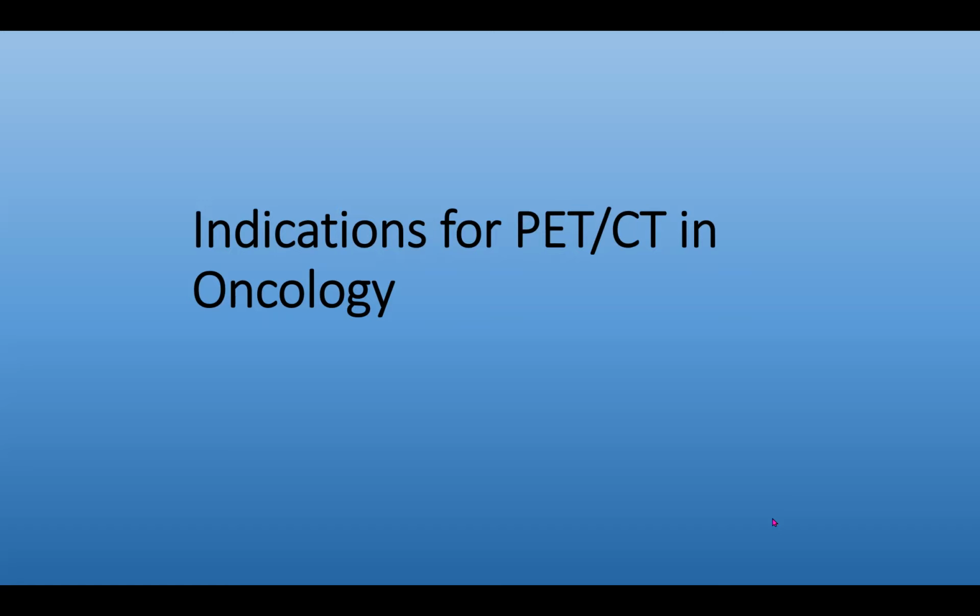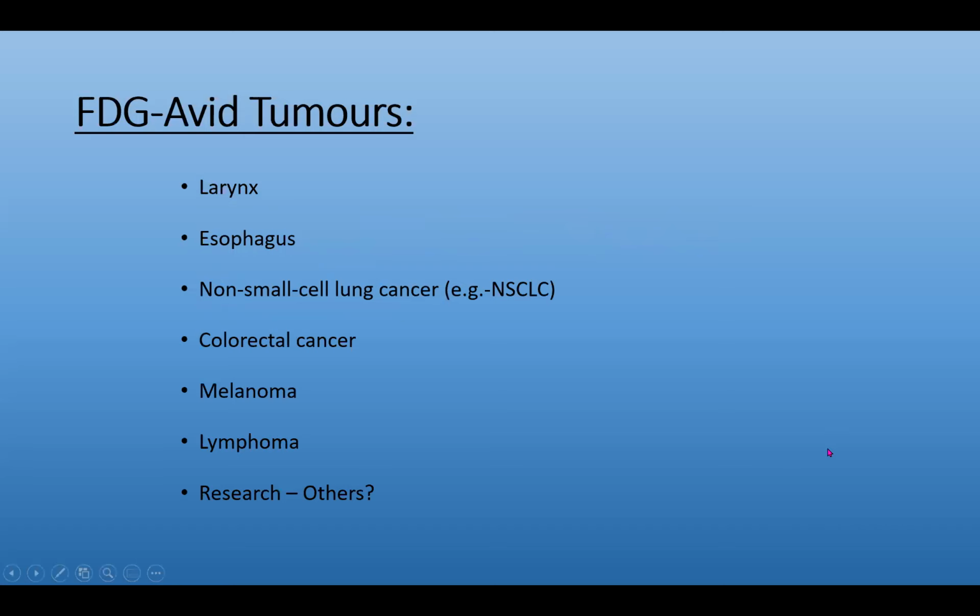So you can see from this list that there are a number of tumors that are FDG avid, and for those reasons, we can use PET-CT to investigate either the initial diagnosis or the follow-up of these particular types of tumors. You'll notice as well that there is a fair amount of research that is always ongoing around the world. So there's always going to be new applications of PET, particularly with FDG, as we learn more about its applications in oncology.